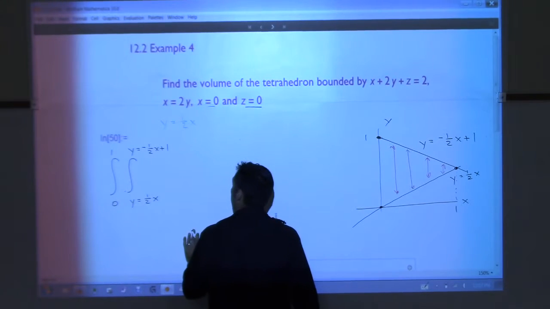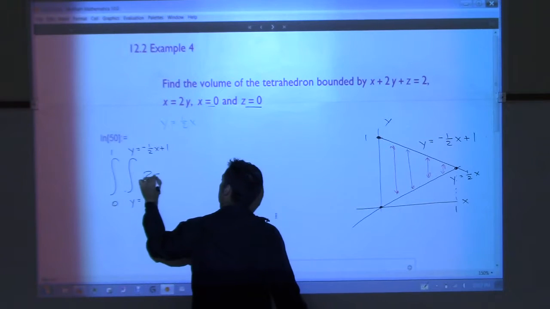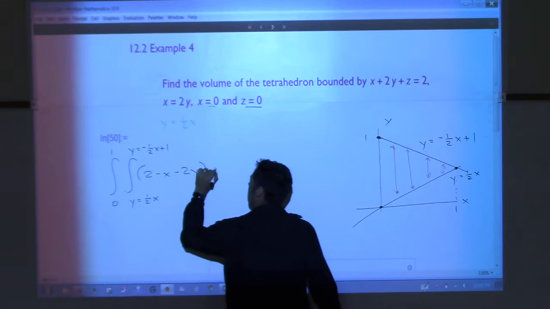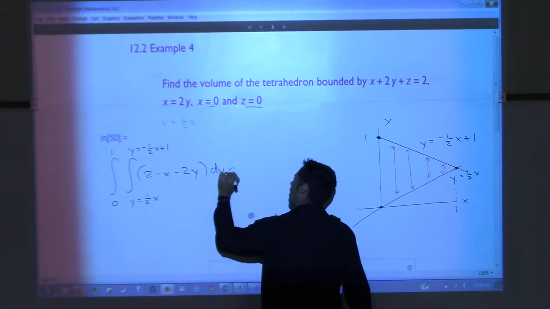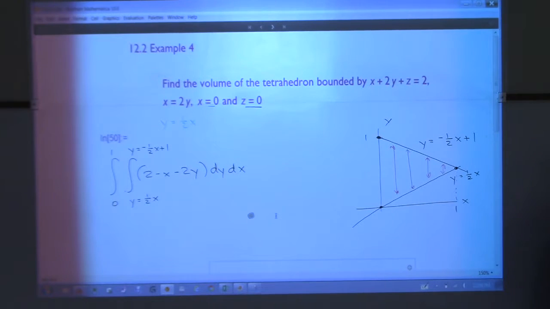What am I integrating? That solved for z, so 2 minus x minus 2y. And I'm going with respect to y and then respect to x. There it is. There's the setup. There will be problems on your final exam where I just ask you for the setup, because there's just not time to make you go through the whole thing. All right? Because I need to ask you other questions too.